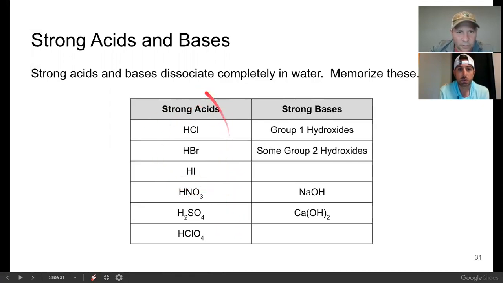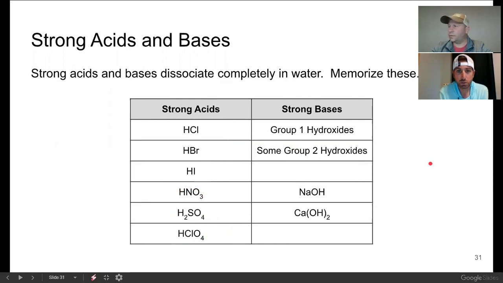Look at these three. These are all the halogens, aren't they? Yes, but fluorine is not listed. Fluoride is the one not included in those strong acids. So any other halogen with hydrogen is going to be a strong acid, but not fluorine. When you get into college chemistry, I'll teach you more about that. But then you had to memorize these: nitric, sulfuric, and perchloric acid. All right, what about bases?